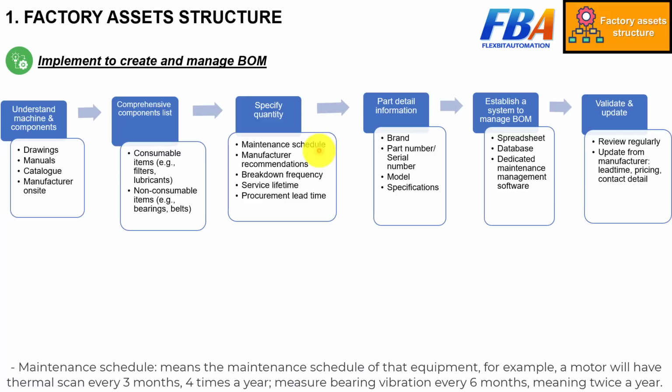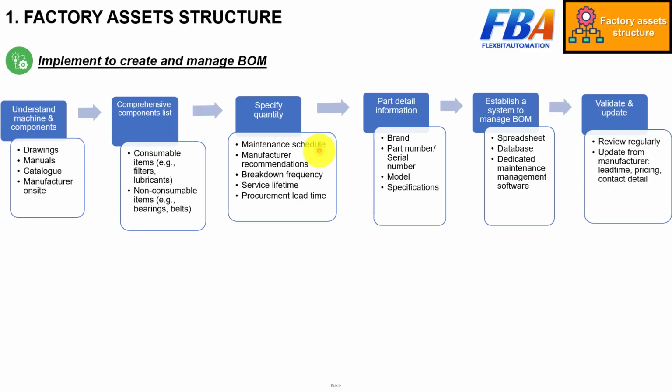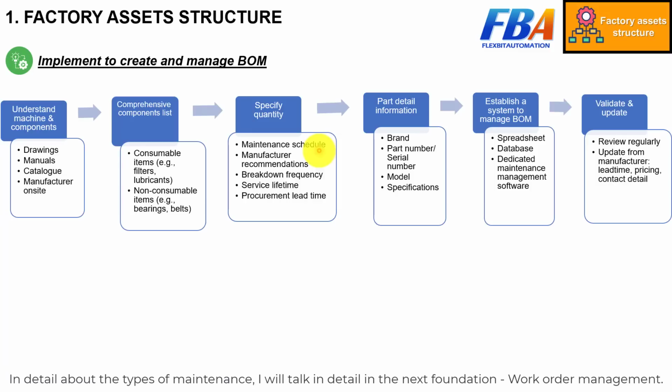For example, a motor will have a thermal scan every 3 months, 4 times a year. Measure the bearing vibration every 6 months, meaning twice a year. That is the maintenance schedule. This parameter will be included in the maintenance plan, also known as the PM, preventive maintenance. I will talk in detail about the types of maintenance in the next foundation work on management.